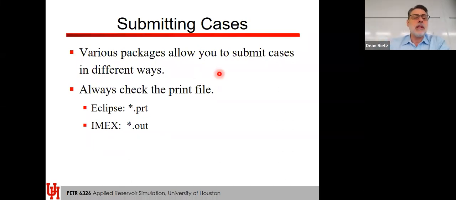You always want to check the print file. So the print file is when the model runs, there's a couple files, and we'll talk about that in a little bit, but when it runs, it generates several files.